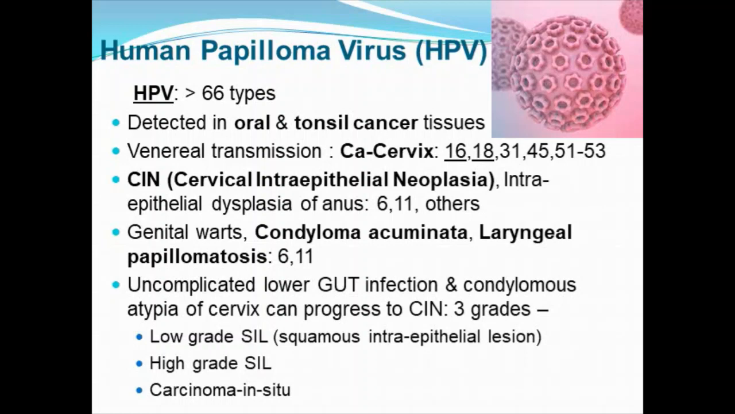Genital warts, condyloma acuminata and laryngeal papillomatosis are benign tumors which may be caused by HPV 6 and 11. Uncomplicated lower genitourinary tract infection and condylomas, atypia of cervix can progress to CIN, that is cervical intraepithelial neoplasia, and it has 3 grades: low grade SIL, that is squamous intraepithelial lesion, high grade SIL, or carcinoma in situ, which is a precancerous condition.